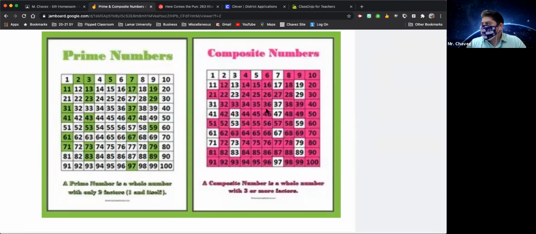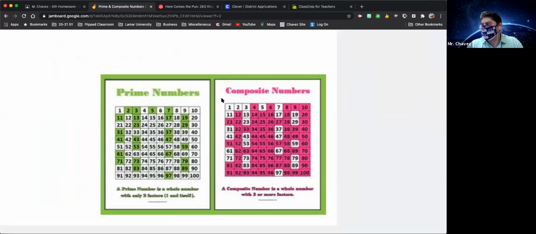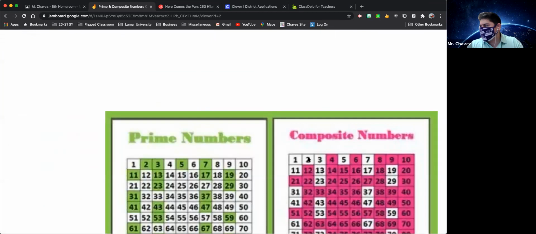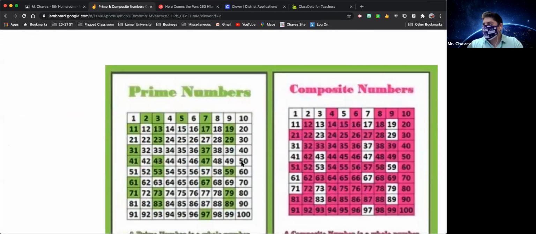On the other side, on the pink one, you have composite numbers. The ones in pink have 2 or more factors. There's more than one way to get them. Like 4 here is a composite, 6 is a composite, so are 8, 9, and 10. There's more than one factor to get them, like I was showing you in the other Jamboard. So that's why they're color coded differently, and that's why I really like this chart, because it labels it out for you.